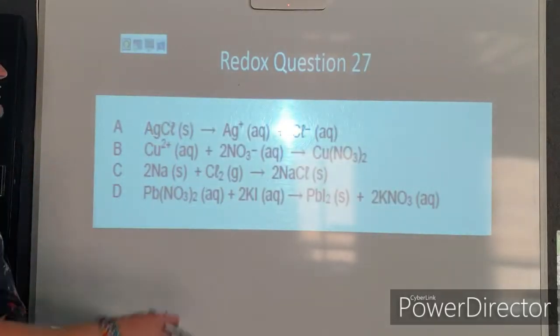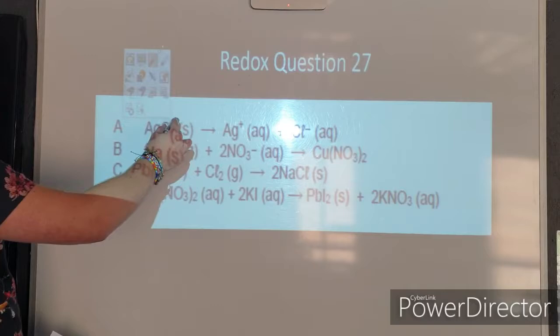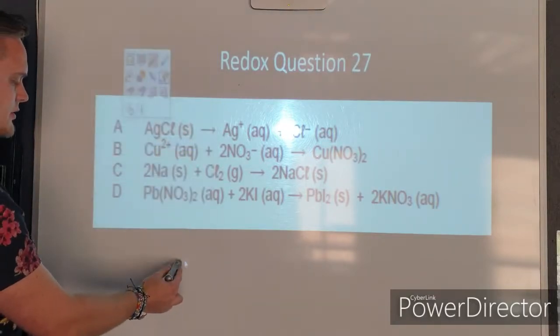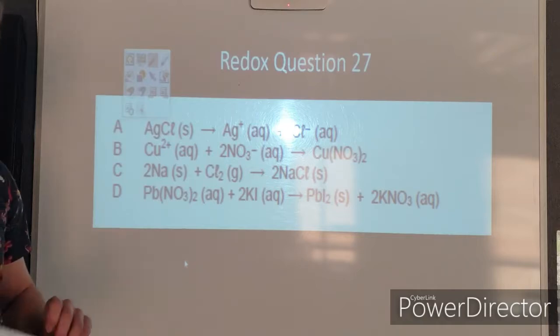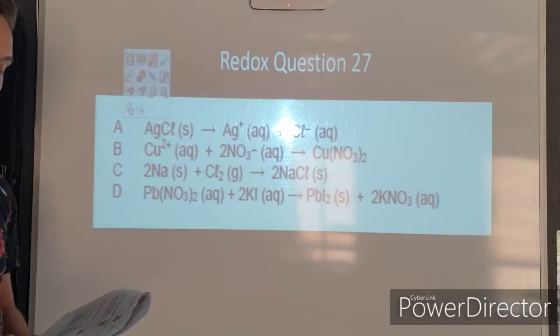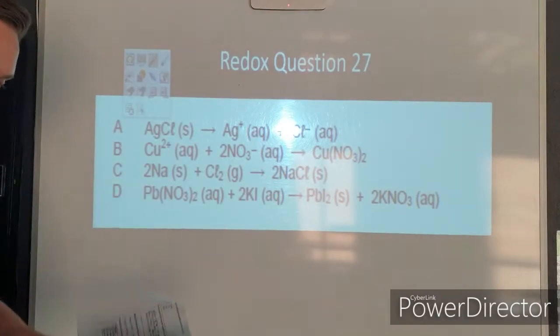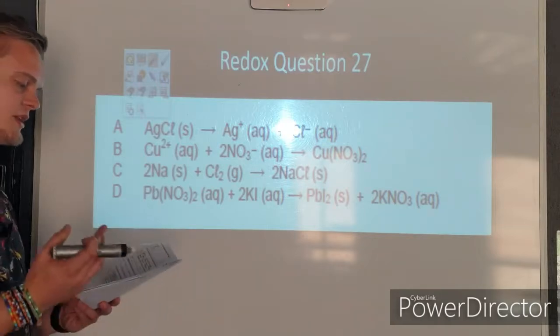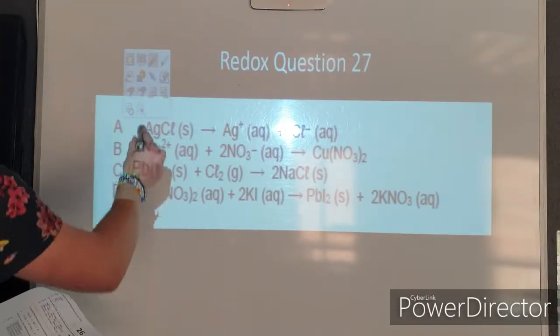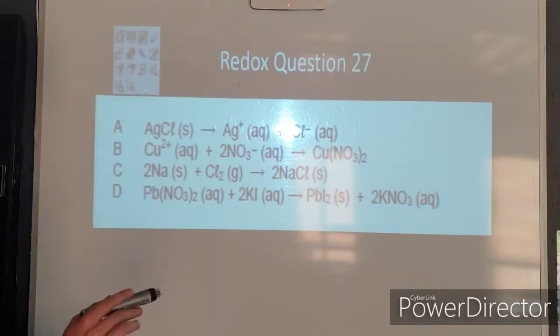Then our next question is question number 27. Exactly the same as question 3, the first question we had. They want to know, number 27, which one shows a redox reaction? Okay, so for a redox reaction, we want something to be oxidized as well as reduced. So again, we're going to look at something that stands alone, like with number 1.